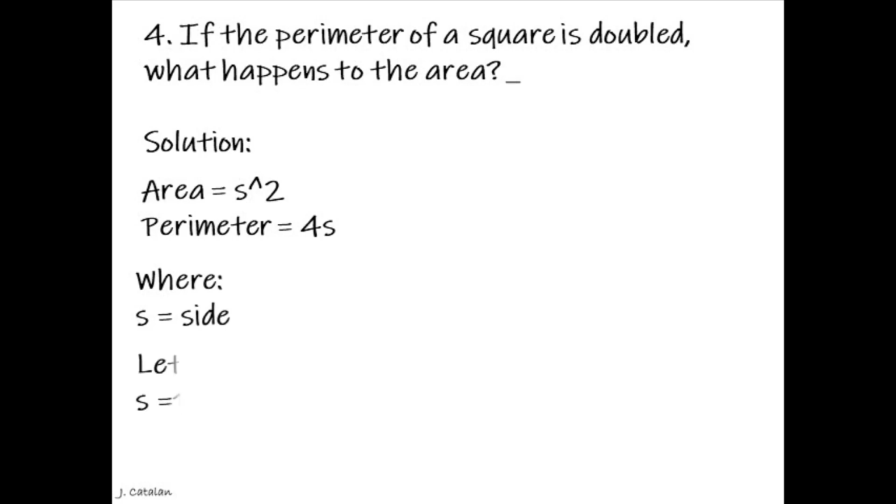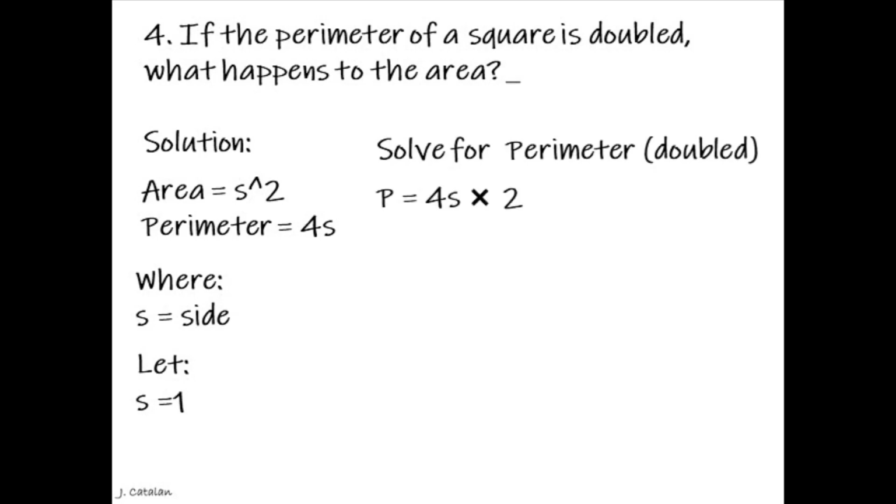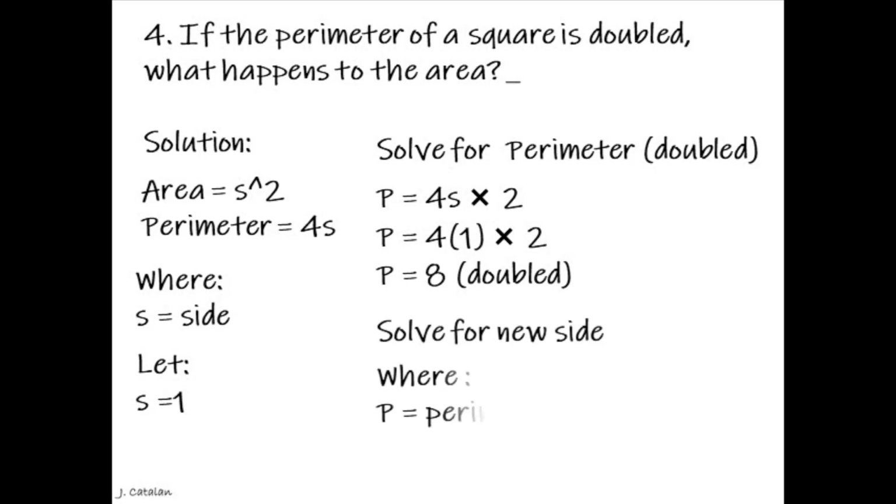Let s is equal to 1. Solve for perimeter, doubled. Perimeter is equal to 4s times 2. Distribute the value. Perimeter doubled is equal to 8. Solve for new side, where p is equal to perimeter, doubled. New side is equal to p divided by 4. Distribute the value. New side is equal to 2.